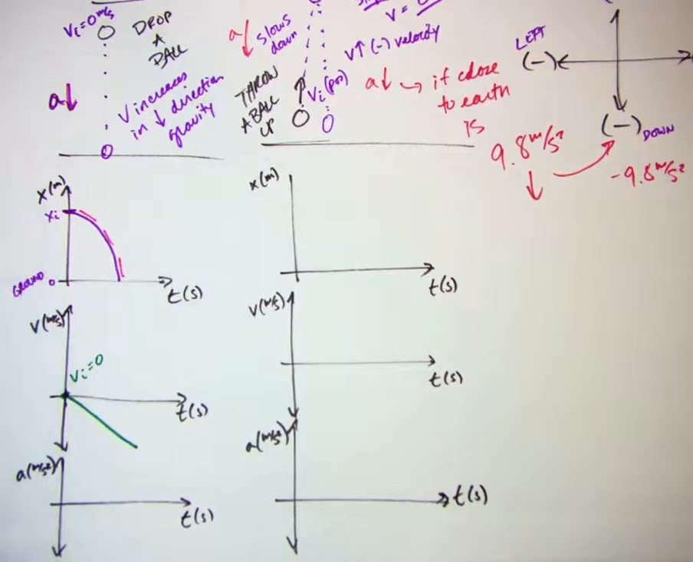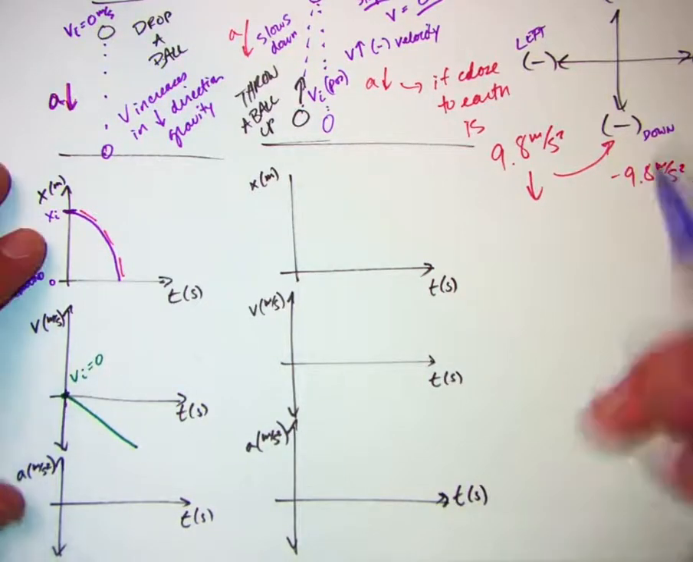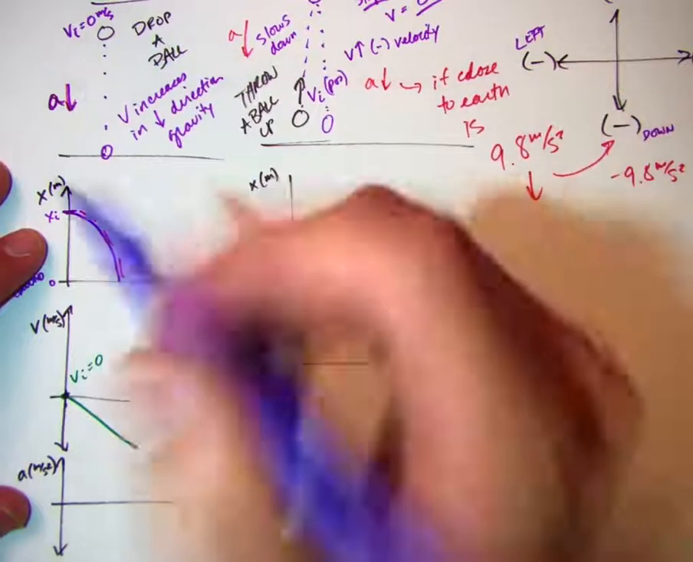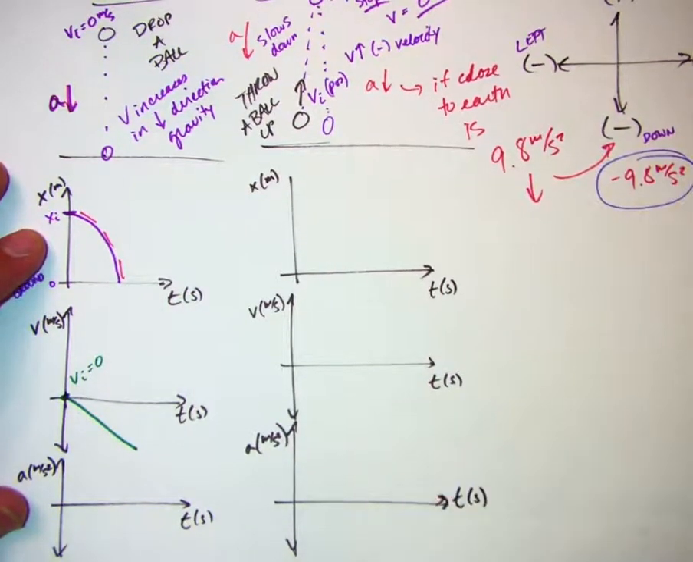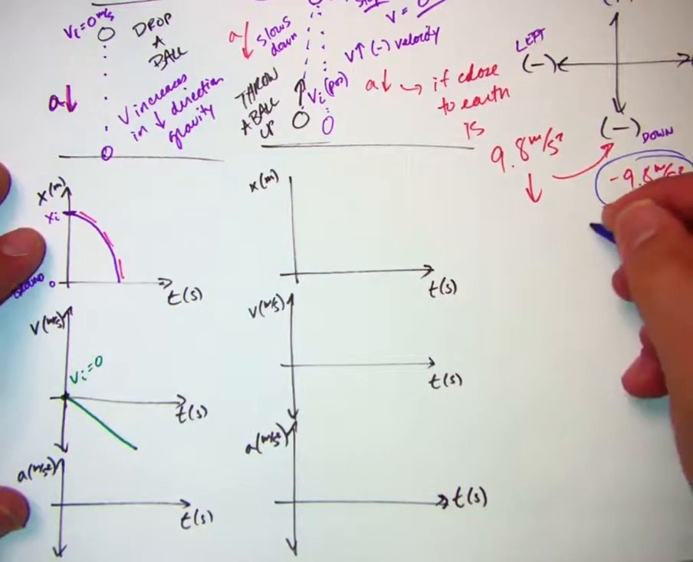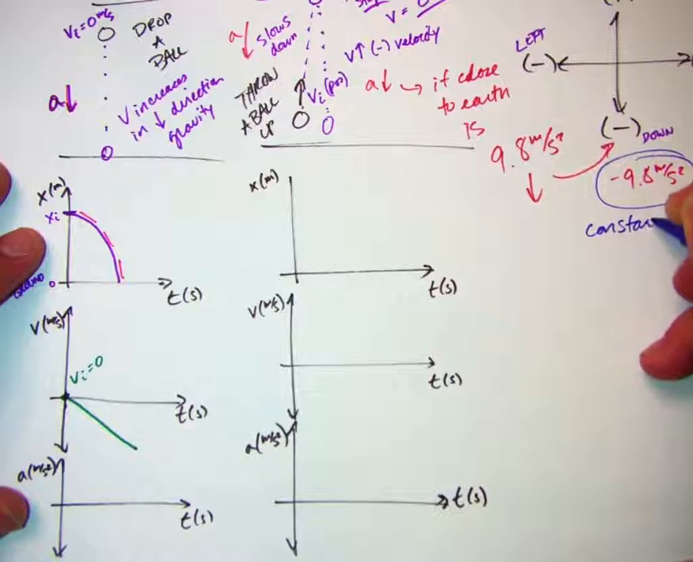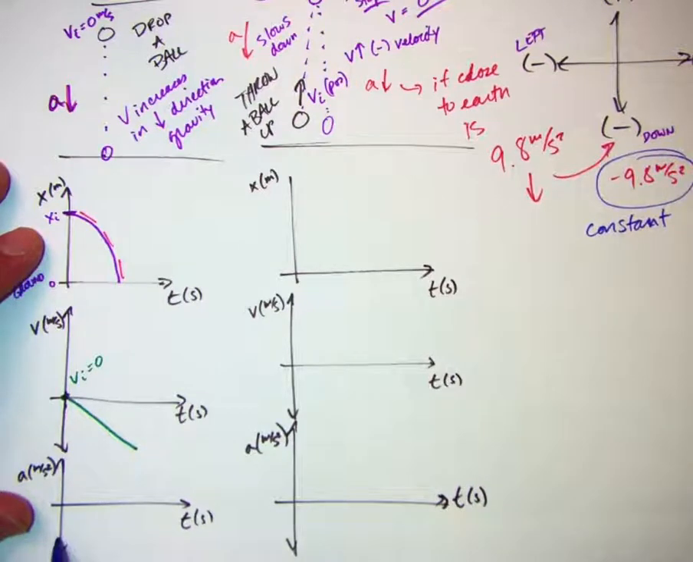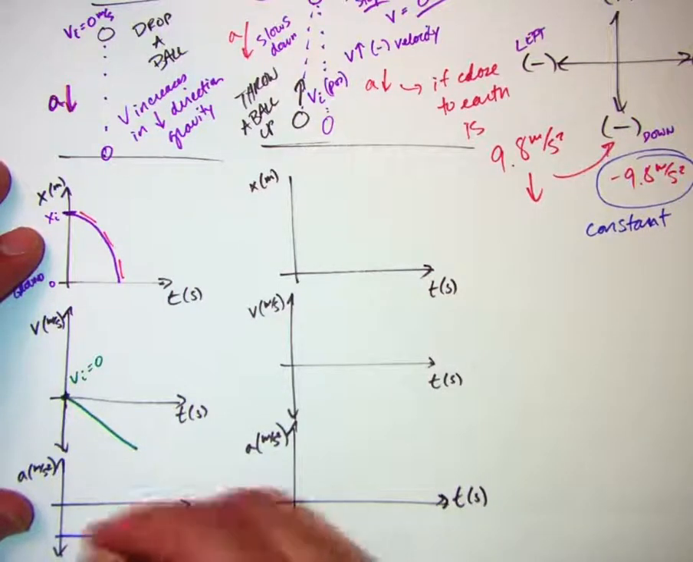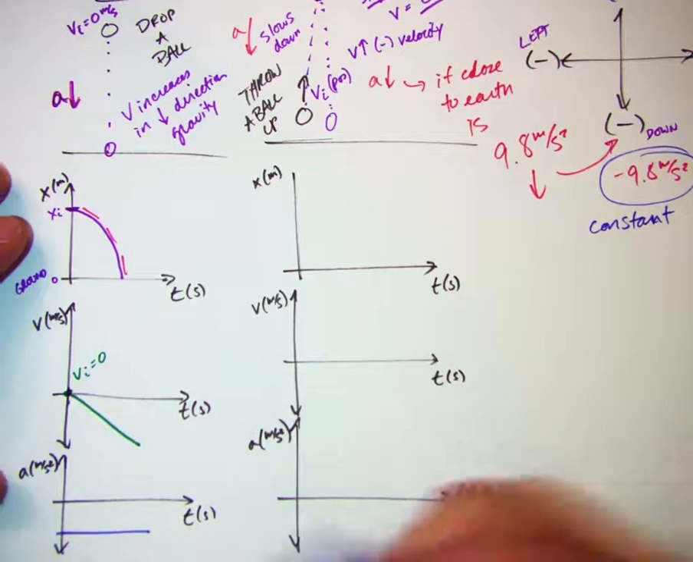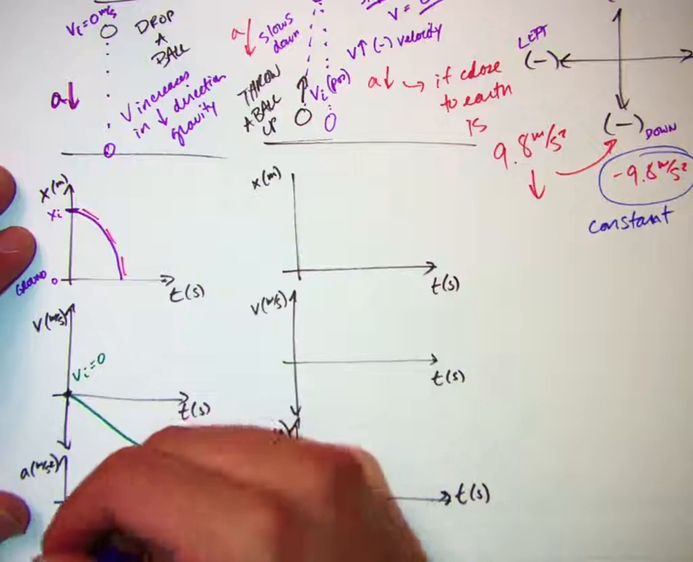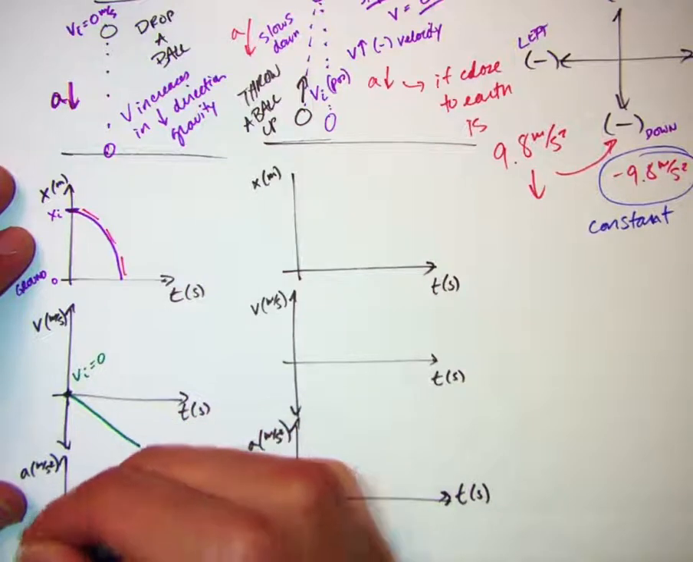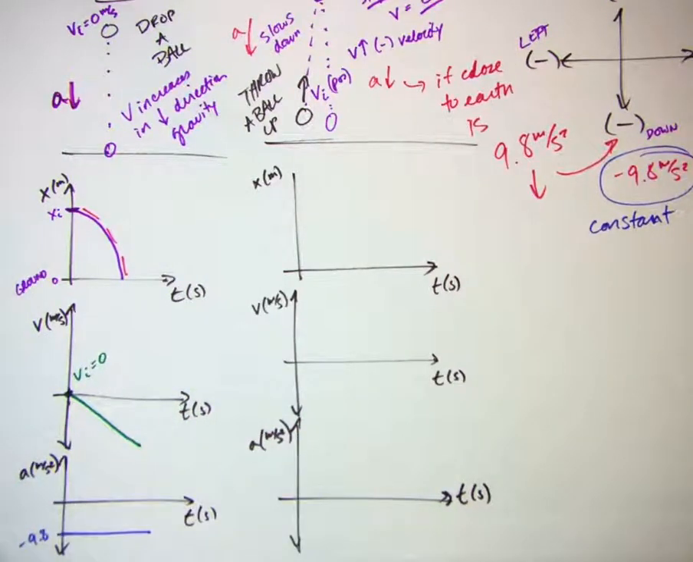And then finally, my acceleration graph. So long as I'm close to the Earth and the only thing acting on it is gravity alone, it's a constant rate. The rate of the acceleration does not change. So that acceleration is constant, and it's negative because 9.8 is the acceleration downwards towards the Earth. We call down negative. So this value would be a flat line at negative 9.8 meters per second squared.